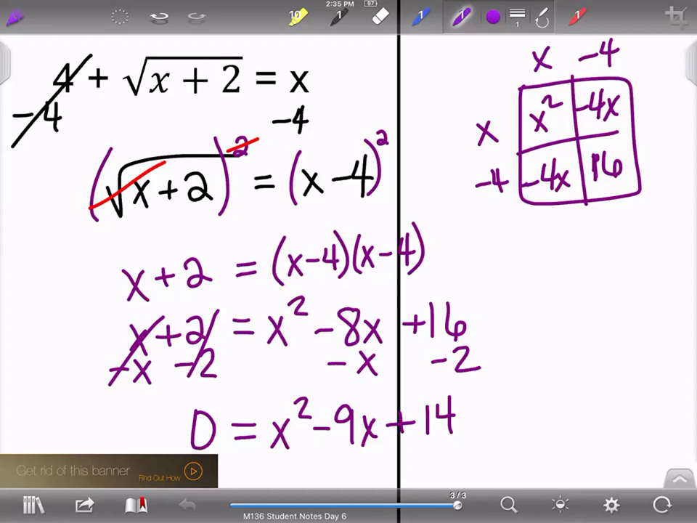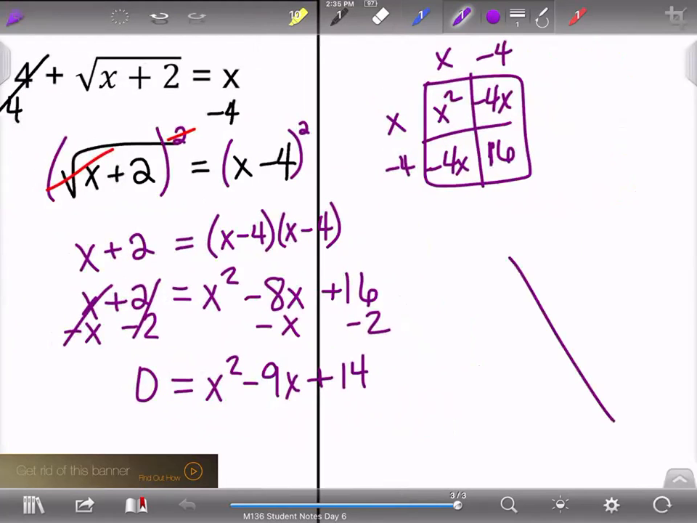Looking at this quadratic, I'm going to jump over to the asterisk. I'm going to have A in the top left, top right, B in the bottom middle, and then A times C in the top middle, 1 times 14, which is 14.